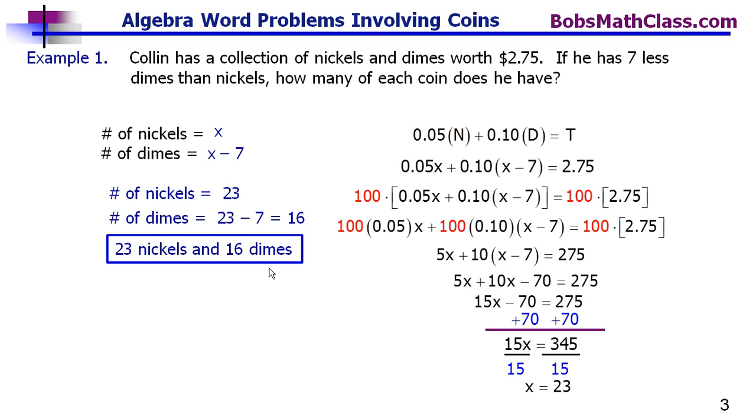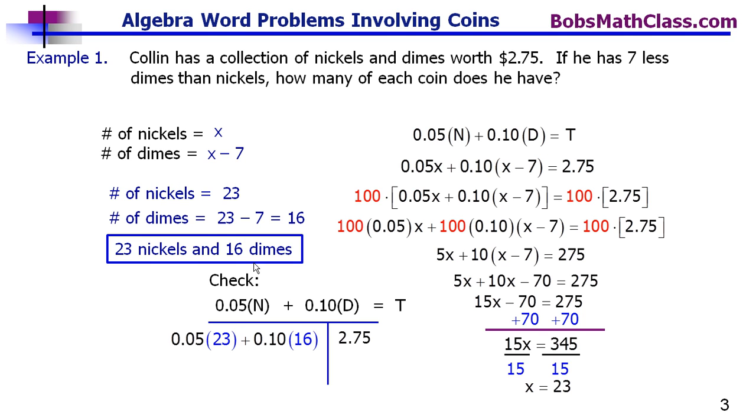What's great is we can really verify our answer by checking that. Remember, a nickel's worth 5 cents, a dime's worth 10 cents. So 23 times 0.05, plus 16 times 0.10, that better equal 2.75. 23 times 5 cents is $1.15, and 16 times 10 cents is $1.60, and that does add up to 2.75. So we can feel confident that our answer is correct.